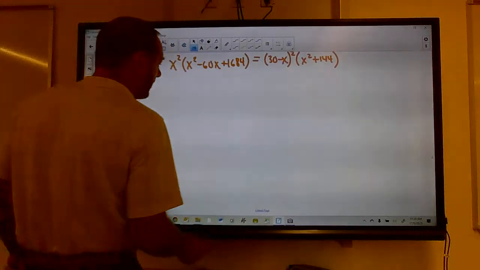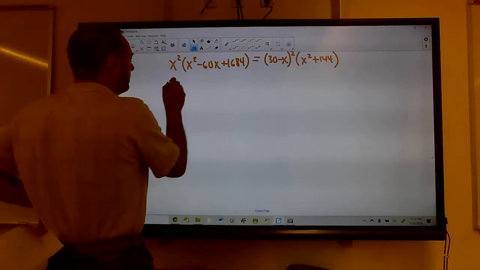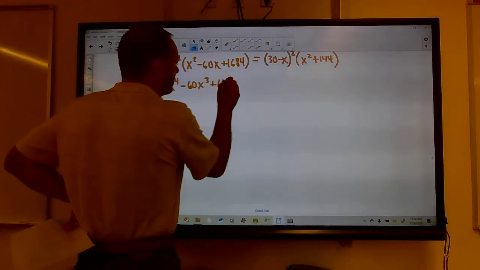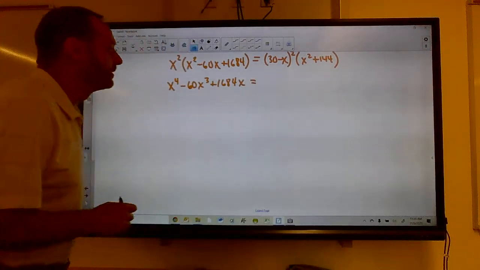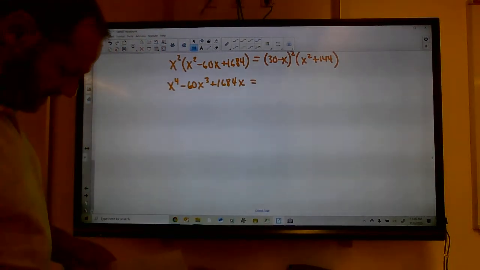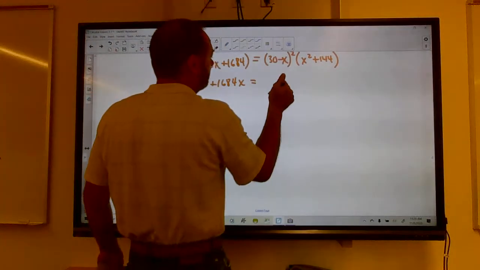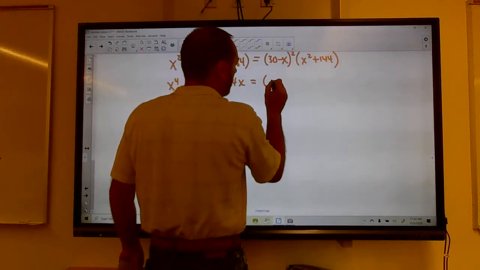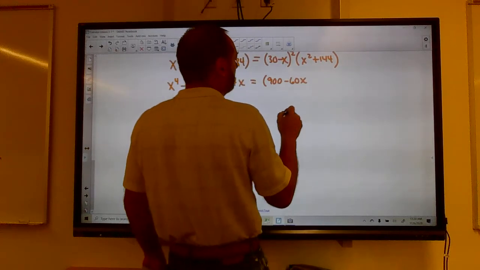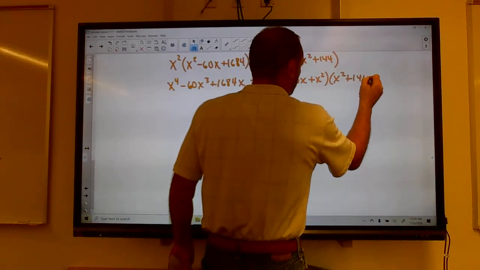Okay, so now I can kind of clean this up, and there's a lot of algebra here. So this side is going to be x to the 4th minus 60x cubed plus 1684x. This side over here, okay, I guess I'll do this in baby steps for you. I'm going to square this. That's going to be 30 times 30 is 900 minus 60x plus x squared times x squared plus 144.